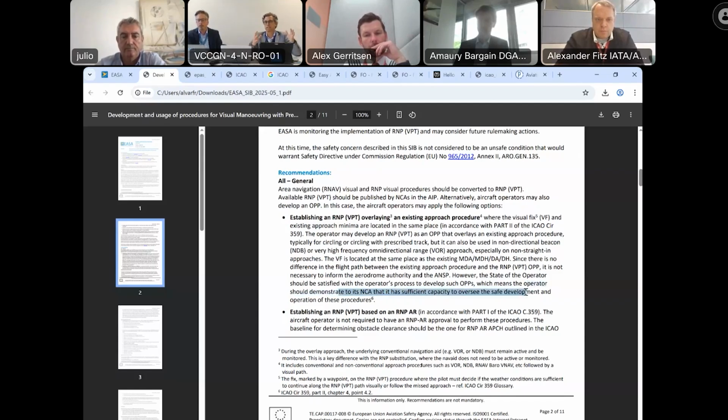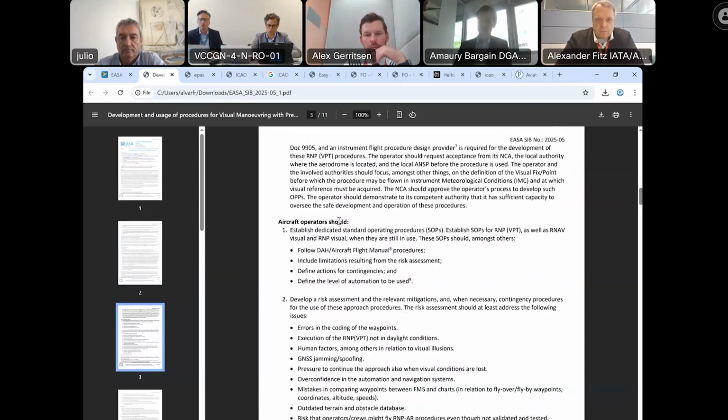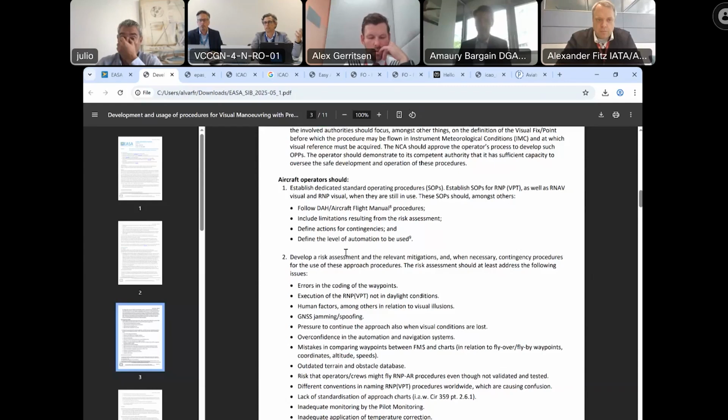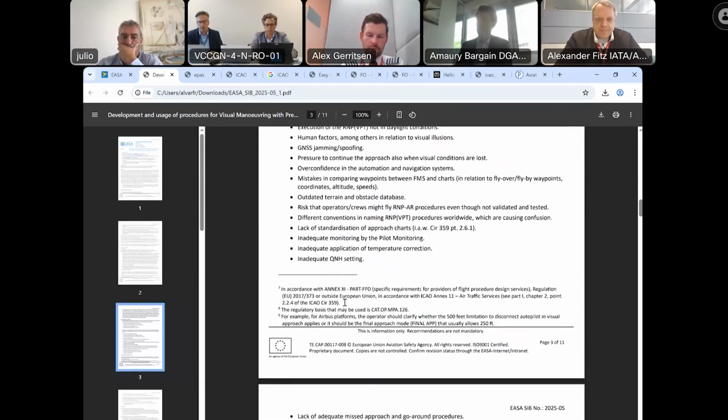So this is the idea of I develop operator property procedure. In addition, we say down here that the operator should validate the actual approach they're going to fly, either if it's an OPP or if it's a state published procedure. They need to validate, and they have the checklist in Appendix 2 to be sure that they validate this.